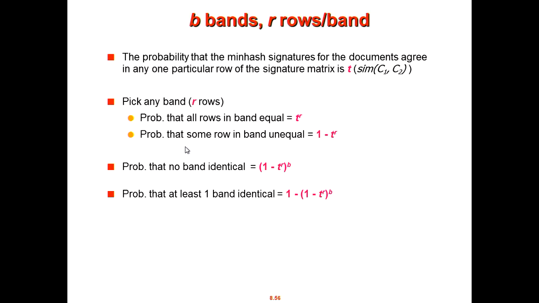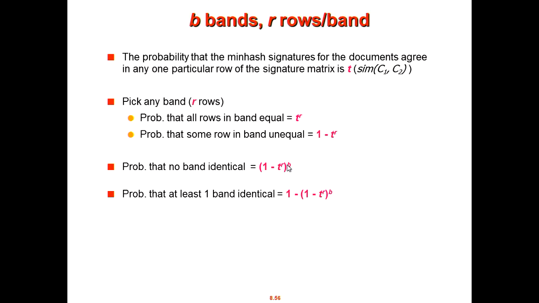And then the probability that some row in one band is not equal, not identical, is 1 minus this value. Okay, so there are two probabilities. And the probability that for the two columns, there's no band in which they are identical, is computed like this. t to the power r is the probability that they are identical in one band, right? So the probability that they are not identical in one band is 1 minus this value.